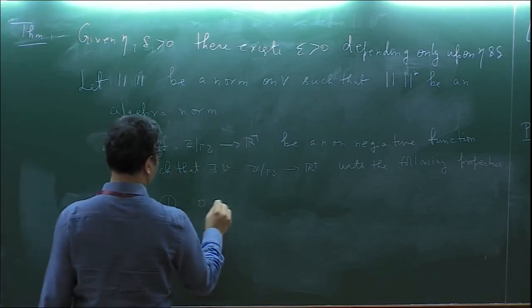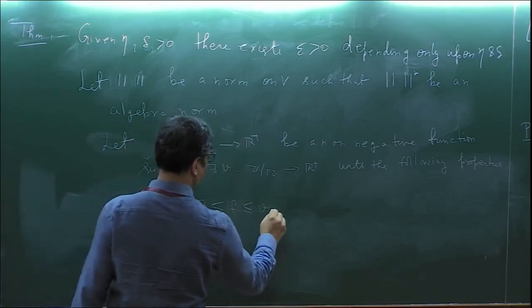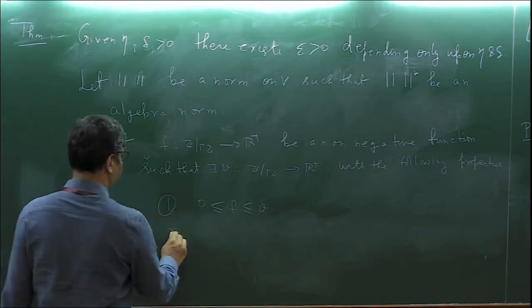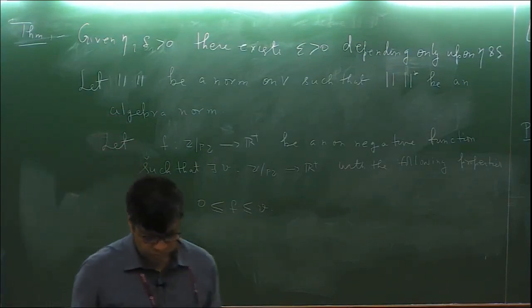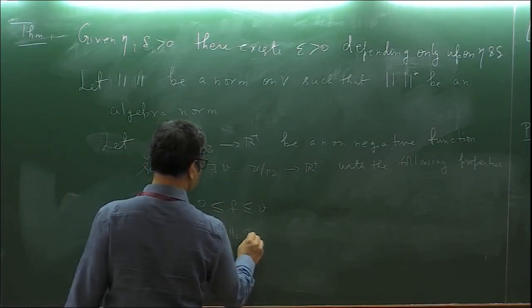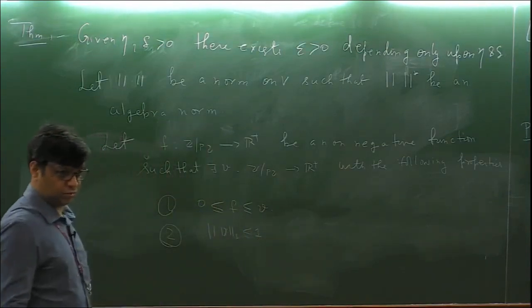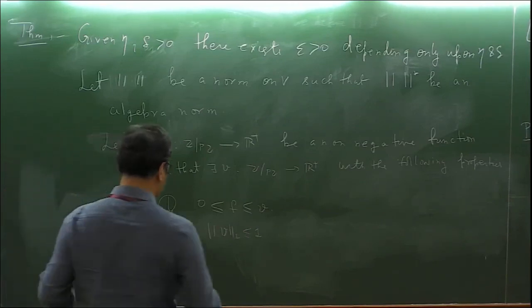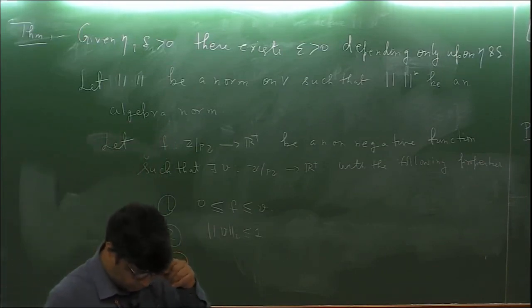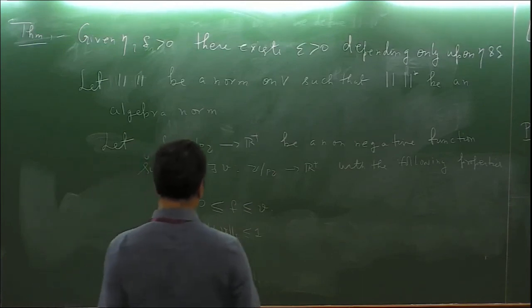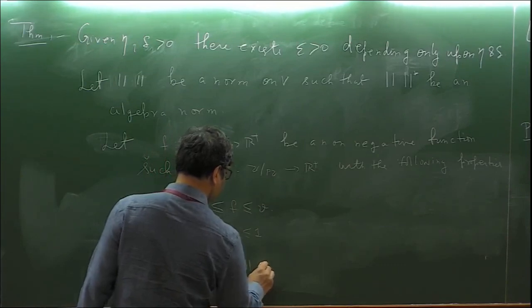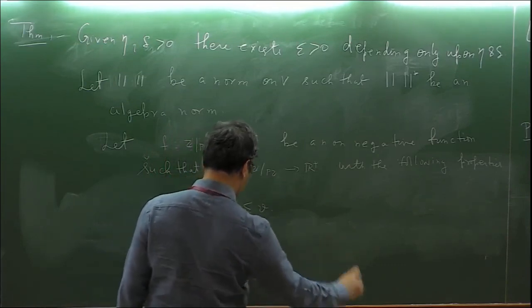One, it dominates f. Two, its L1 norm is at most 1. Three, the norm of v minus 1 is less than or equal to epsilon.